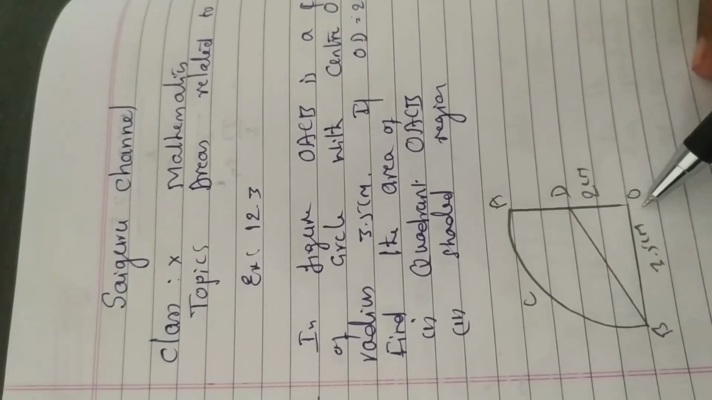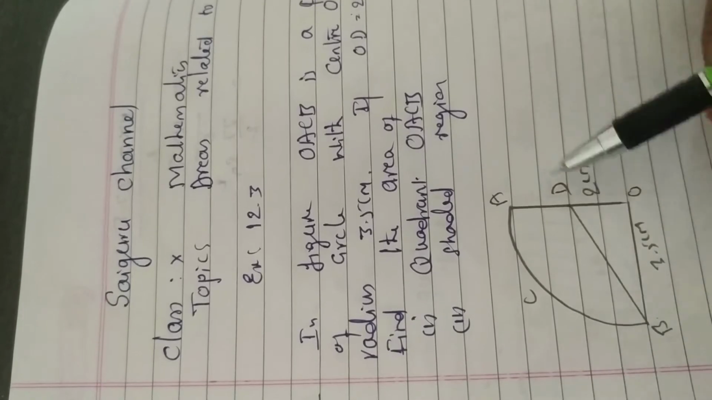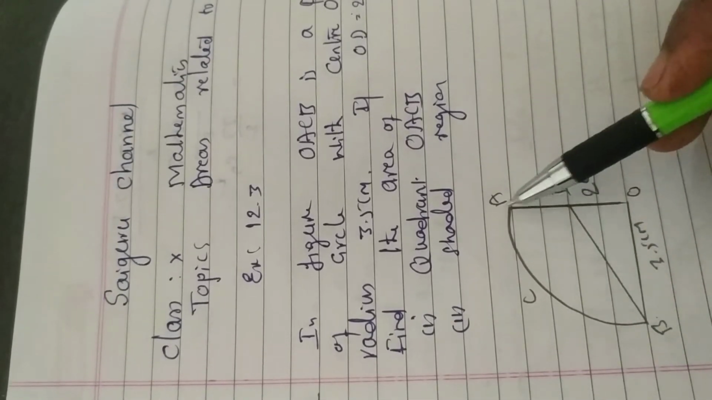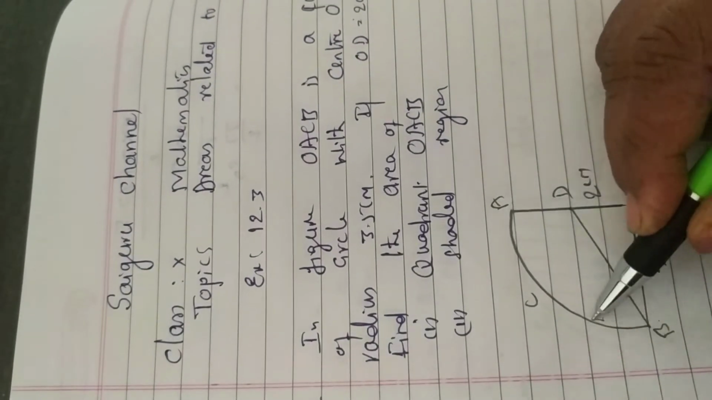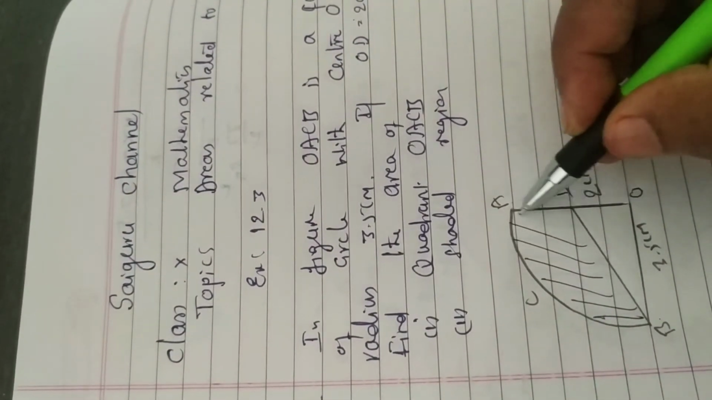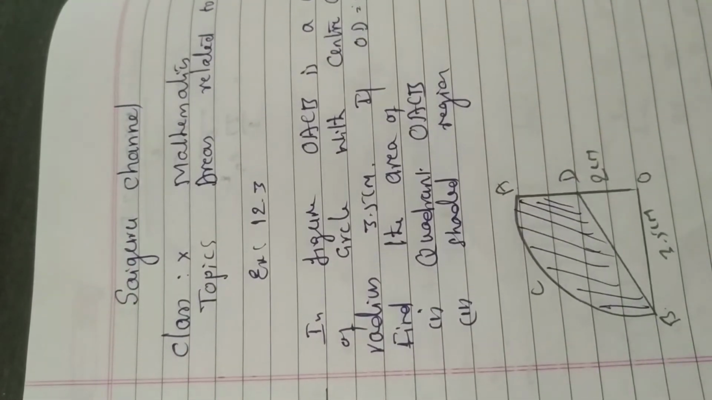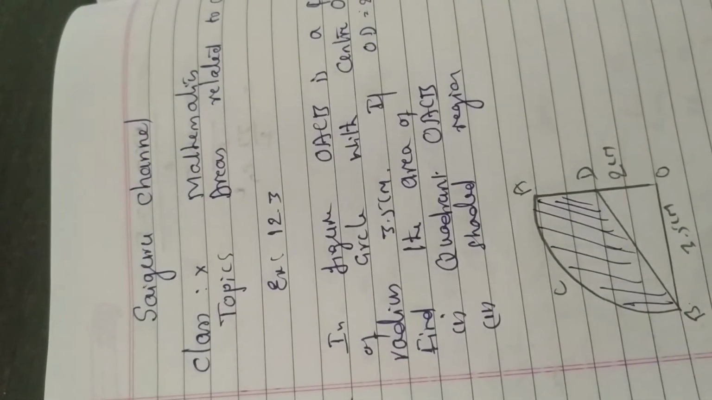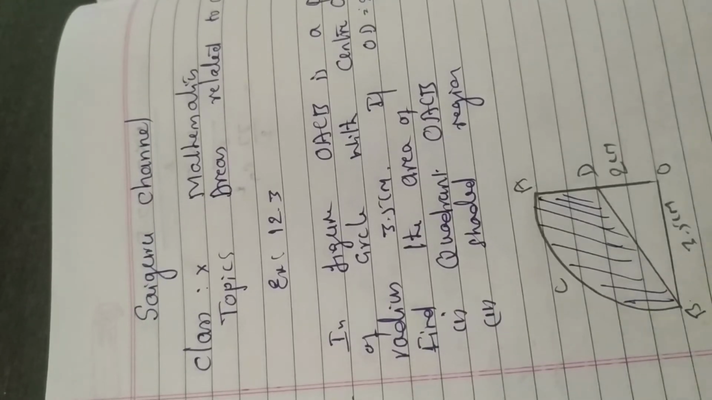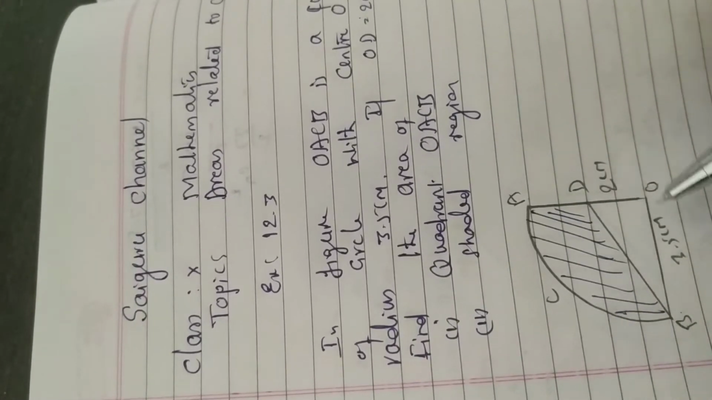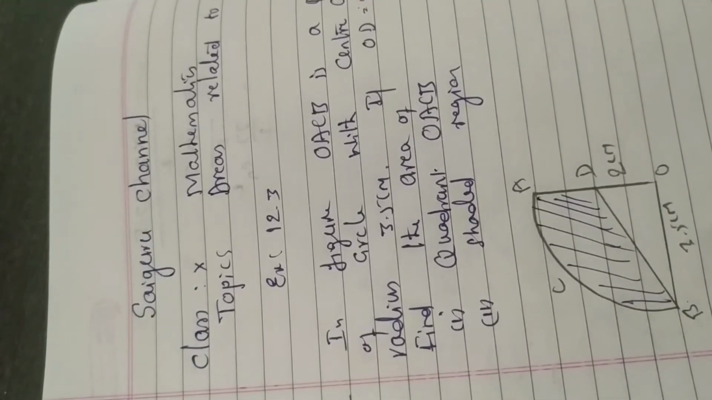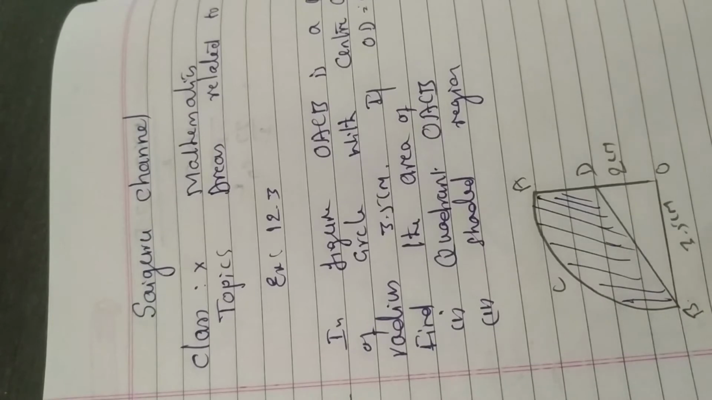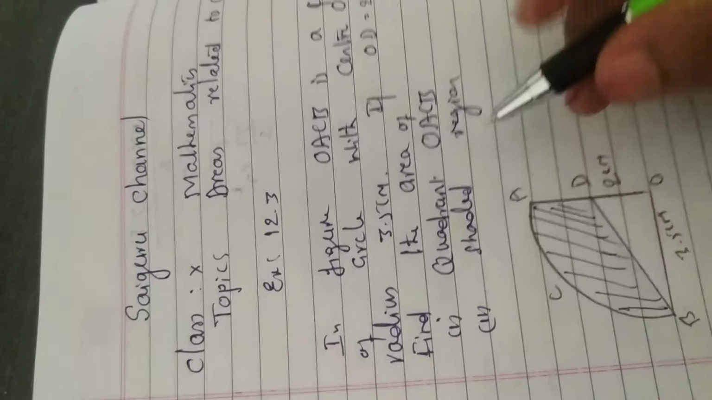So in this figure, we need to calculate the area of the quadrant AOBC. This is a quadrant, which is one-fourth of the area of the circle, and we should also calculate the area of this shaded region. Two questions are there. Let us calculate this problem. The quadrant is a one-fourth part of the area of the circle. You know that the quadrant makes 90 degrees at the center of the circle. So, therefore, I am writing here.